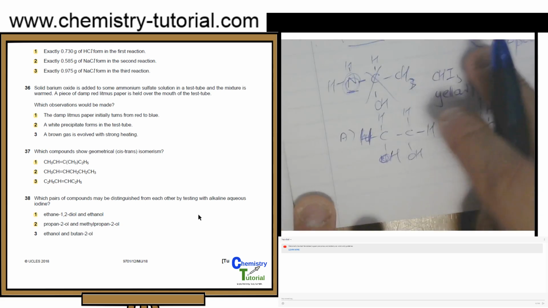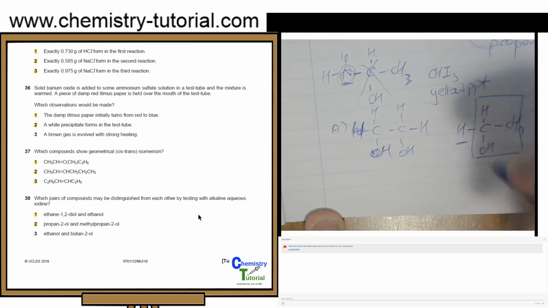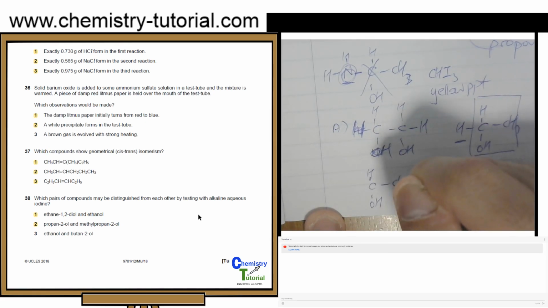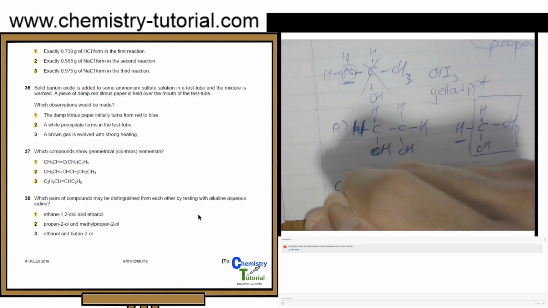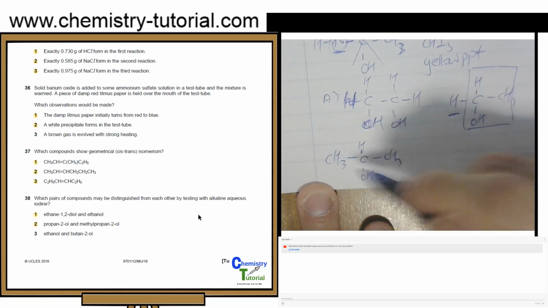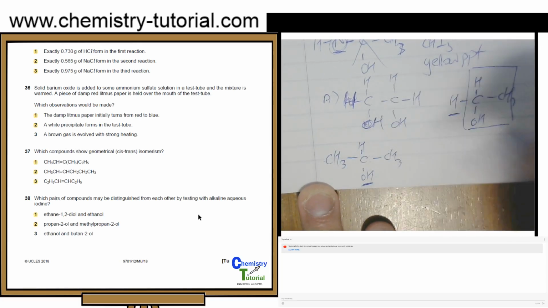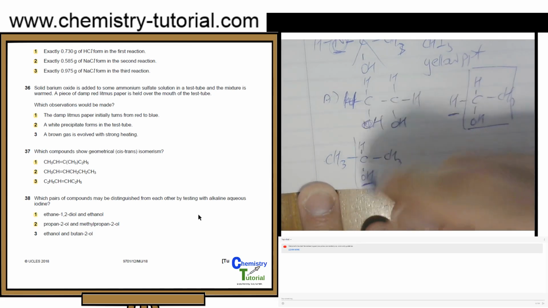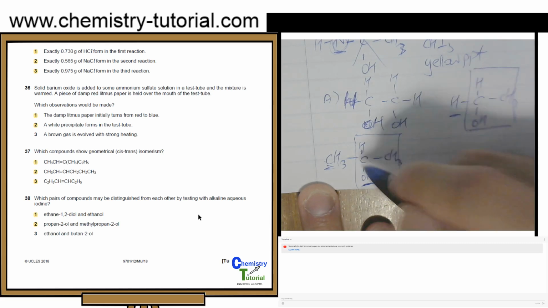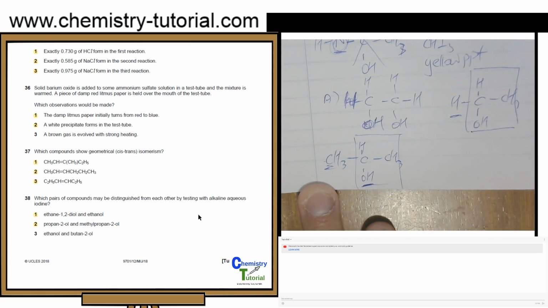For option 2, propan-2-ol. As I mentioned earlier, propan-2-ol looks like this. This is an alcohol: methane, ethane, propane, because you have 3 carbons. 2 because the OH is attached at the second carbon, so it's propan-2-ol. So you have this moiety and you have a H, and you have a carbon here. This carbon is linked to this carbon, so it will give you a positive test. It will give you a yellow ppt with alkaline aqueous iodine.